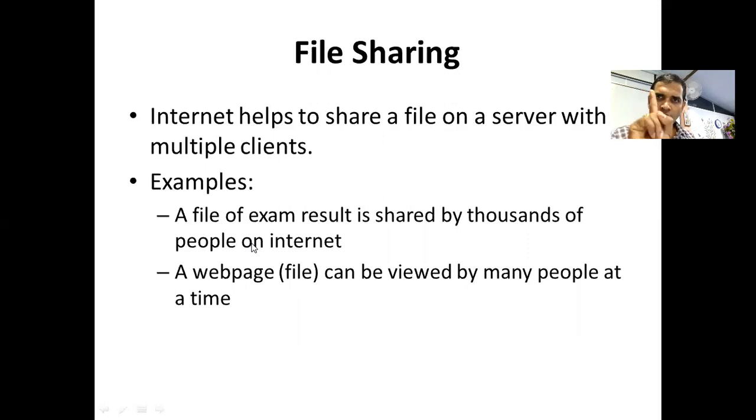So that results sheet is a single document, but that single document can be used by thousands of students or thousands of people simultaneously. That is file sharing. How is it possible to access that particular web page? Thousands of people can access, right? How is it possible? It is because of the internet. So the internet helps all these thousands of people to view that single file at a given time.